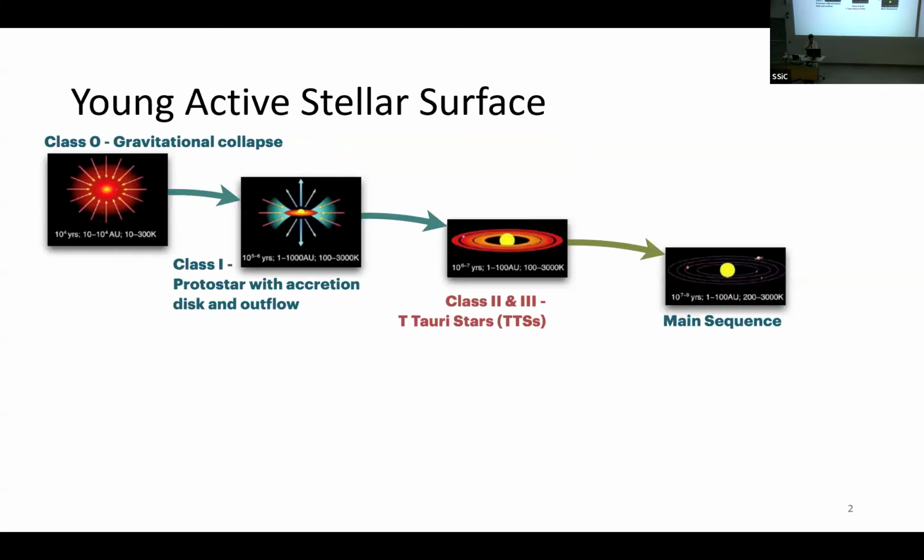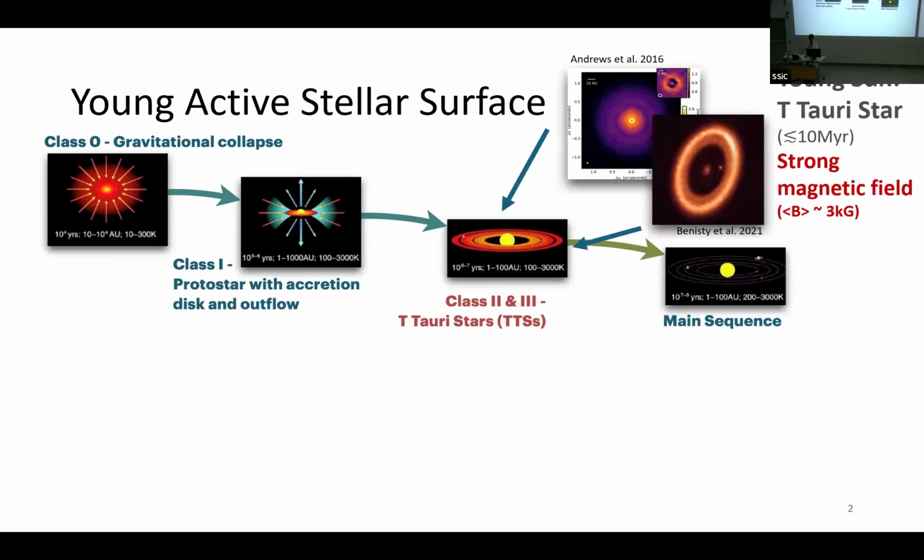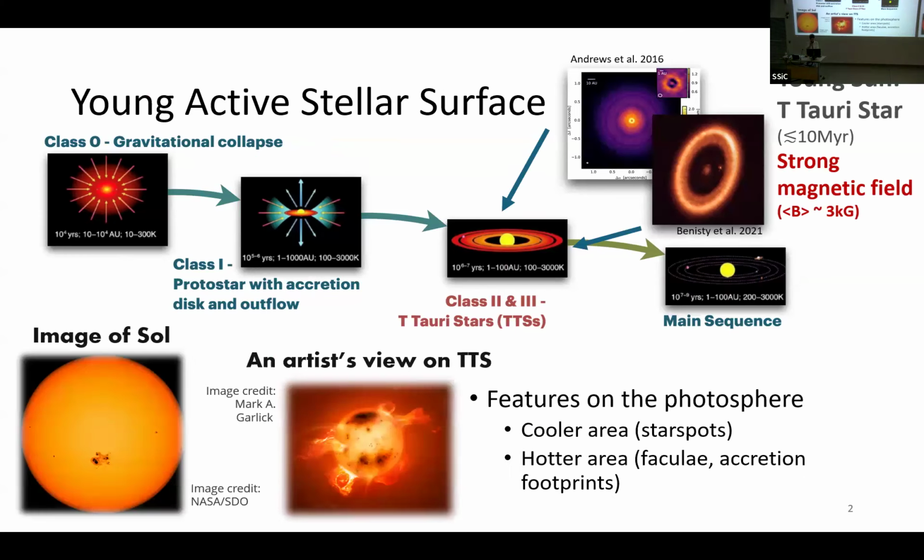So in today's talk, the young active stars that I'll be mentioning are the class 2 and class 3 T-Tauri stars. So these stars are young, mostly below 10 million years old. And the reason we chose them is because they have very strong magnetic field strengths, which lead to these prominent star spots, as you can see in, let's see if I can use this.